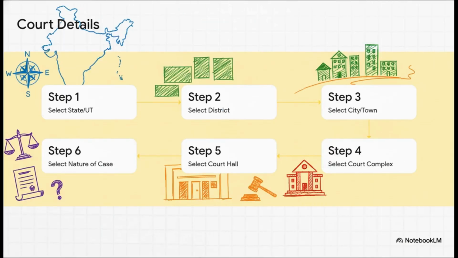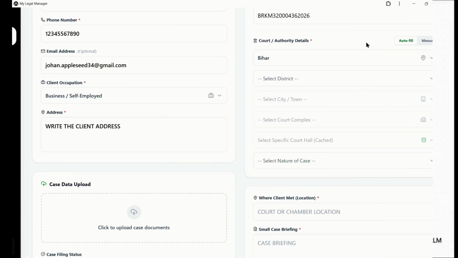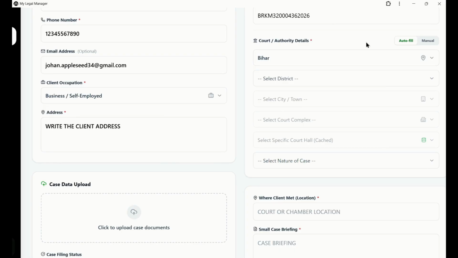Now, the trick here, and it's a smart design, is to fill out the court details in order. The whole system is set up to guide you, filtering the options as you go from the big, broad state level all the way down to the specific court hall. Now, before we proceed further, you will see that there are two options, autofill and manual. Here you can choose the way you want to fill this section. Let's just do it right now.